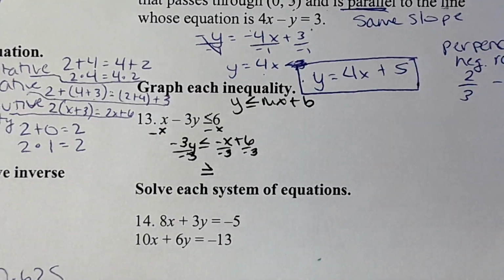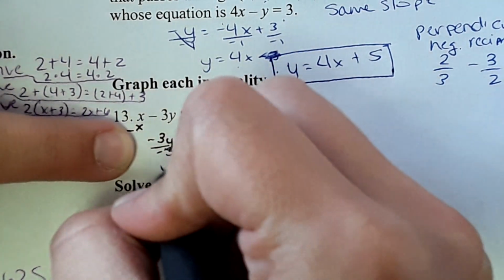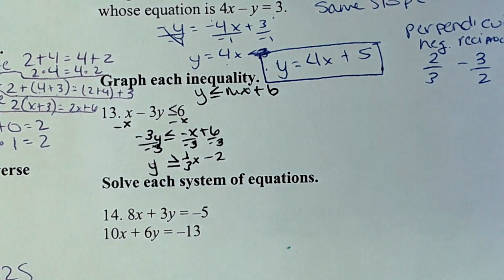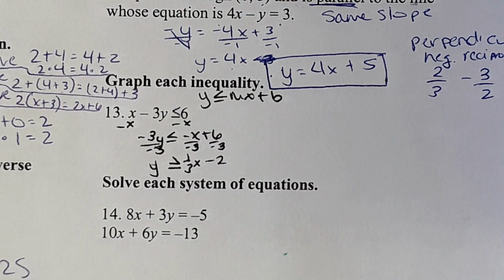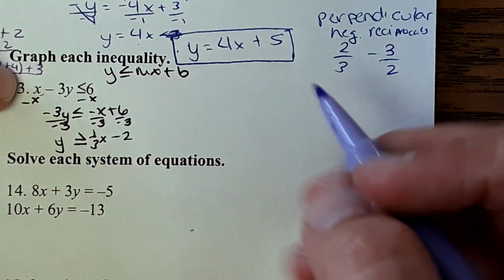Okay. So dividing by a negative number, we change the direction. So we'd get y equals 1/3 x minus 2. And now that we have this, we're going to graph. The test will be multiple choice. So for this style of question, you'd just be choosing the graph.